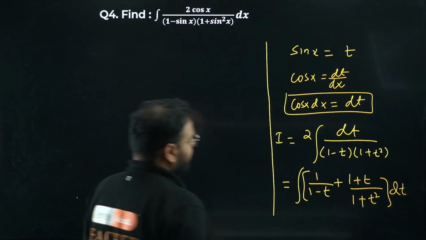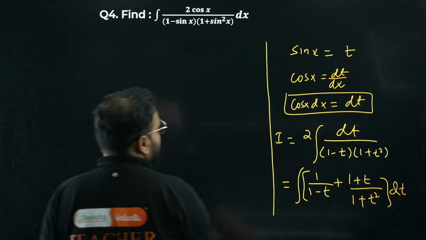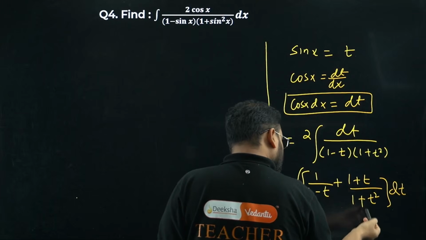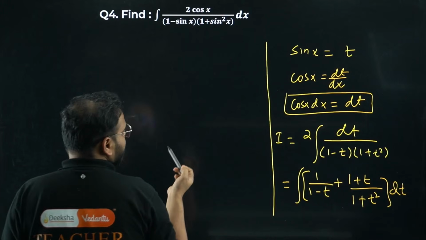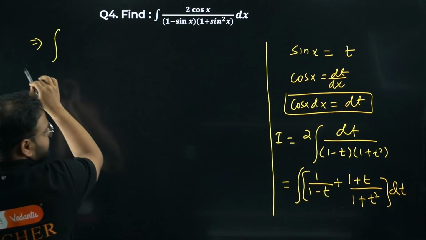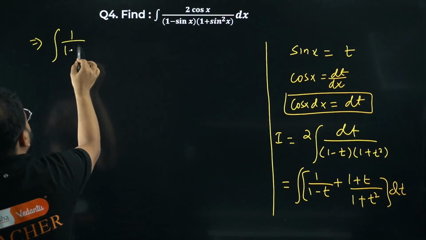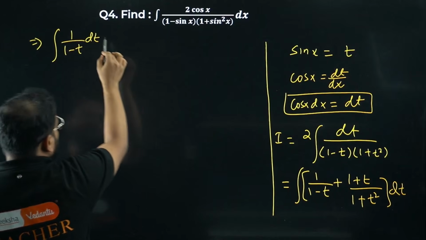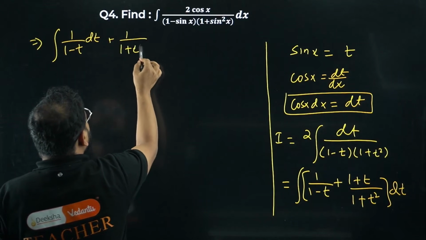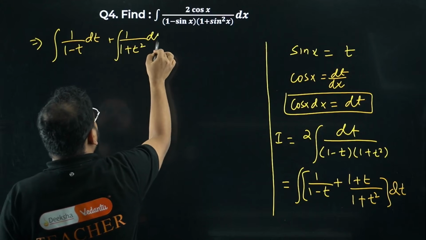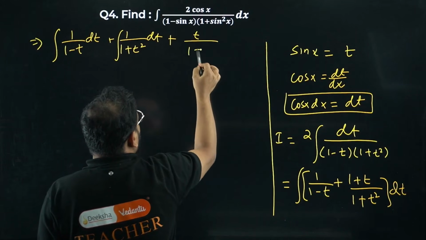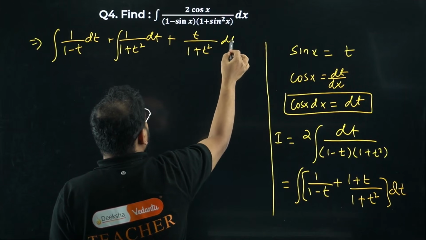Excuse me. What we can do is separate this. For this plus sign, it will become 1 upon 1 plus t square, and t upon 1 plus t square. So this whole thing will transform like this: integration of 1 upon 1 minus t with dt, of course. You will have again, bacha, 1 upon 1 plus t square integral with dt, of course, and then plus t upon 1 plus t square with dt, of course.